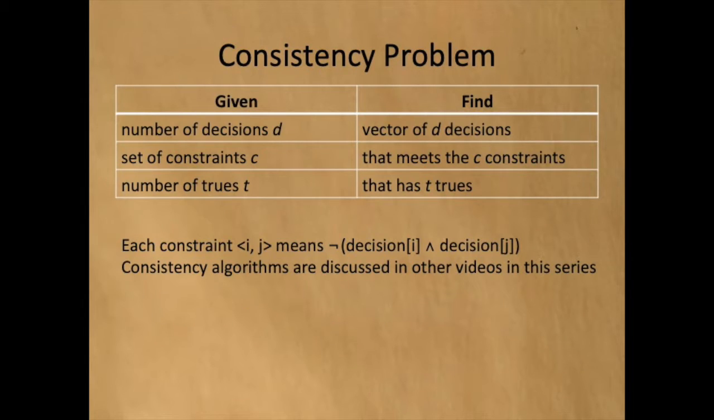The consistency problem. We're going to implement factoring in terms of consistency. The consistency problem takes three inputs, a number of decisions D, a set of constraints C, and the number of truths T. The goal is to find a vector of decisions with length D that meets the constraints C and that has T truths. Each constraint ij means the decision i and decision j may not both be true at the same time, which means decision i or decision j or both must be false. The consistency algorithm is discussed in other videos in this series.